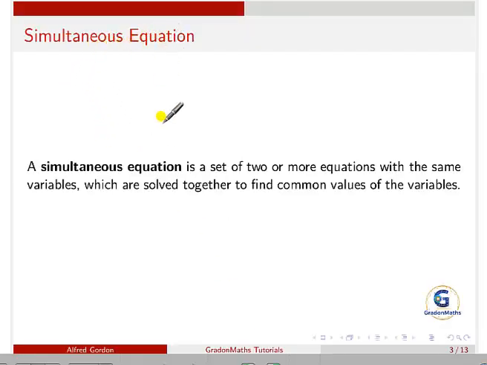What is a simultaneous equation? Now, a simultaneous equation is a set of two or more equations with the same variables which are solved together to find common values of the variables. So when we have two or more equations and they have the same variables and we have to solve them to find some common values that will satisfy both equations, then we have a simultaneous equation.